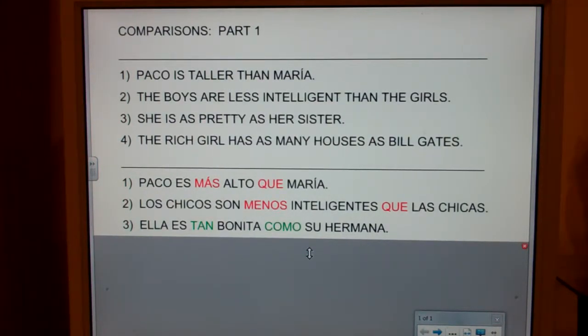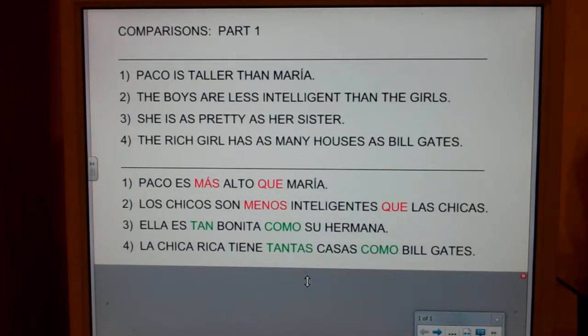And number 4, the rich girl has as many houses as Bill Gates. Doubt that. La chica rica tiene tantas casas como Bill Gates.